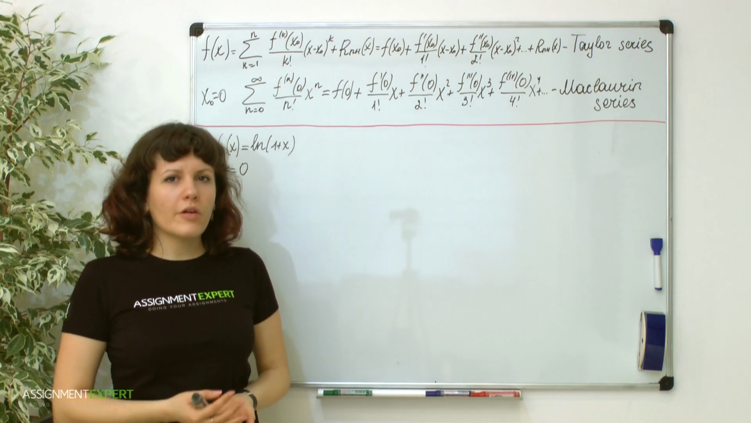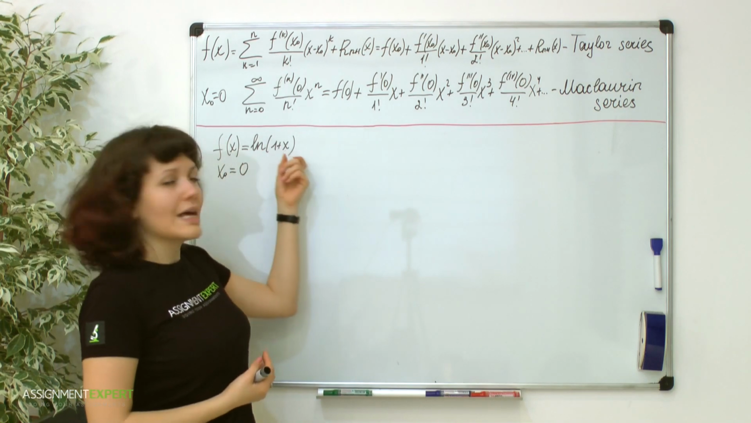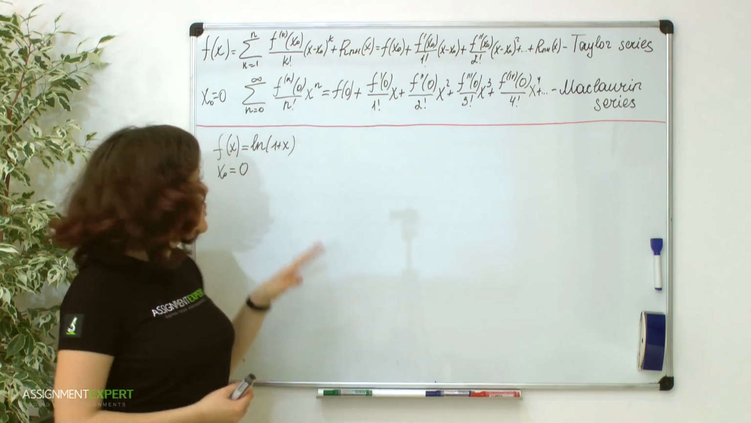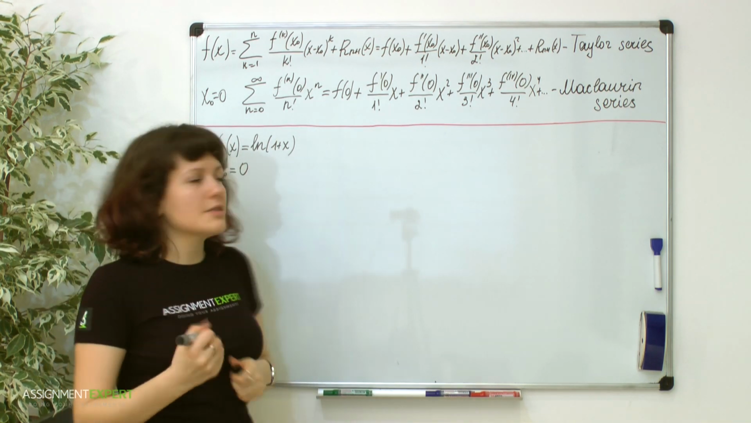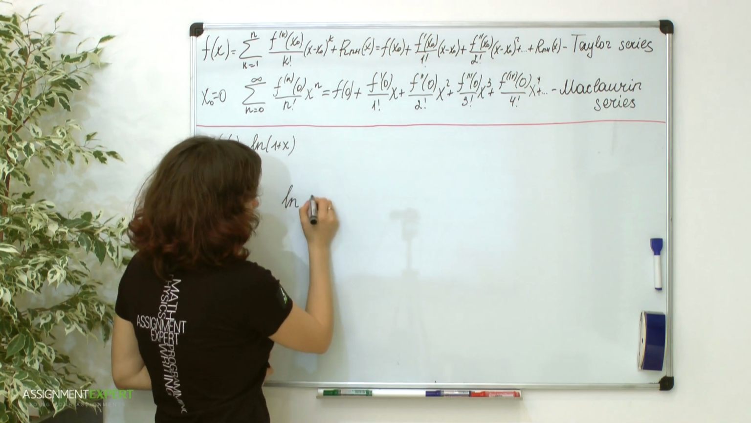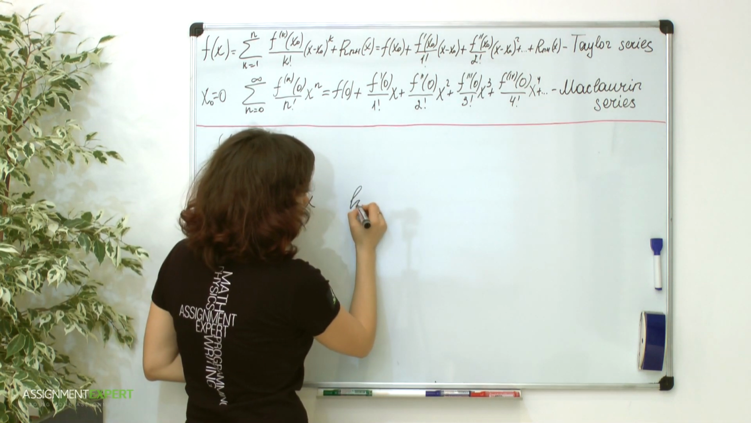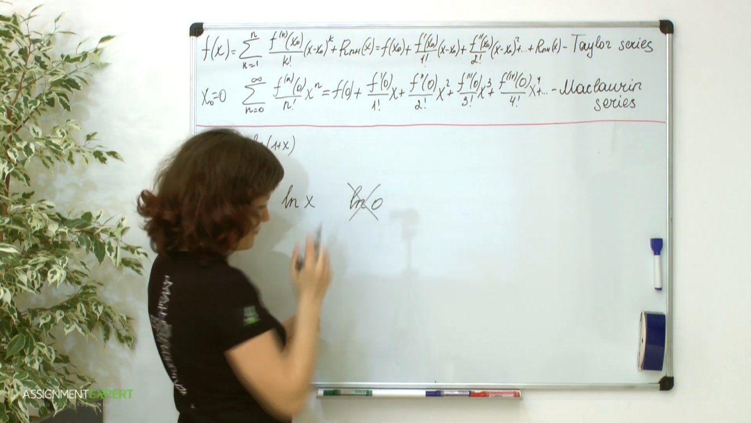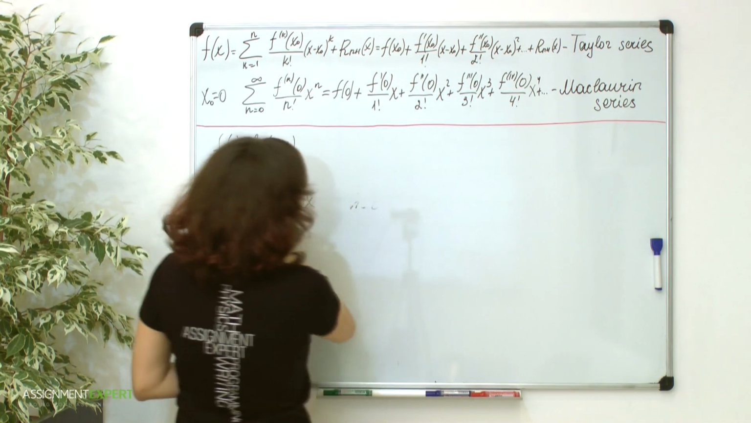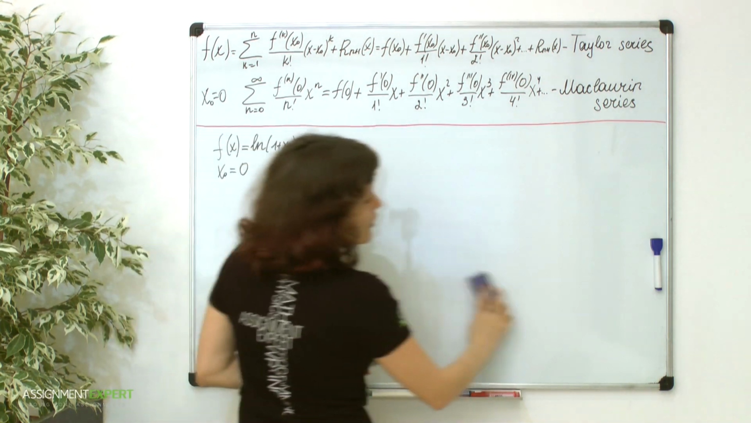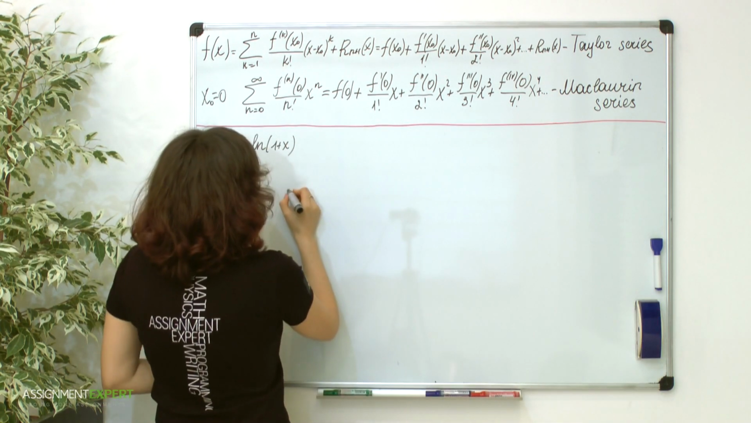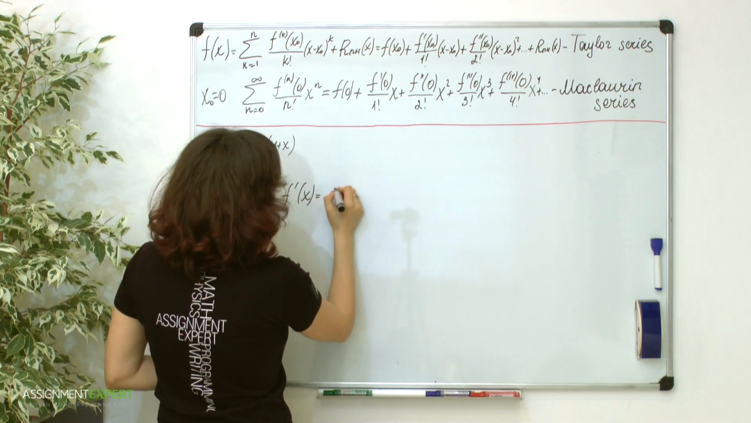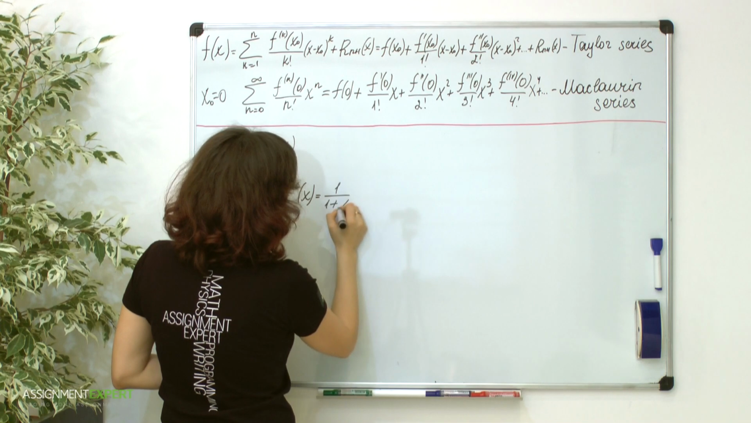Why are we considering the logarithm of the argument 1 plus x? That's because we are expanding our function in the vicinity of point 0. And if we consider ln of x, we'll obtain ln of 0, but it doesn't exist. So, first of all, we need to find derivatives of our function. The first derivative of f of x equals 1 over 1 plus x.